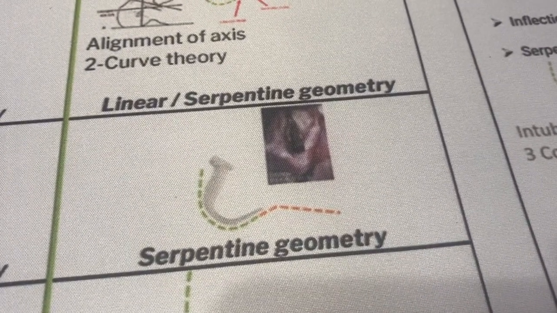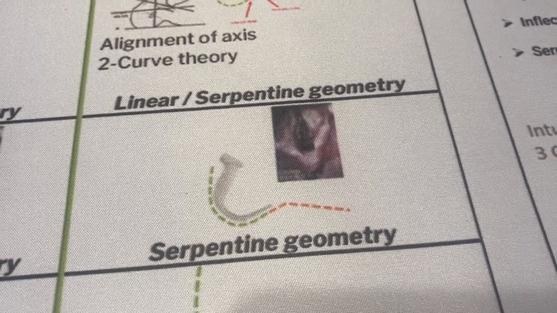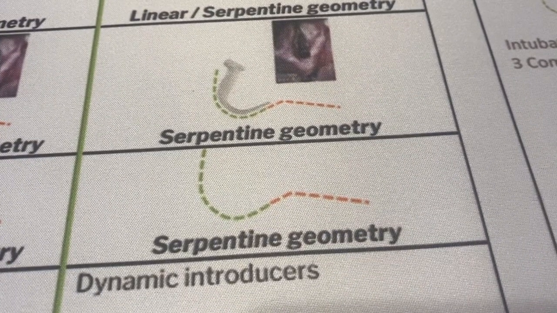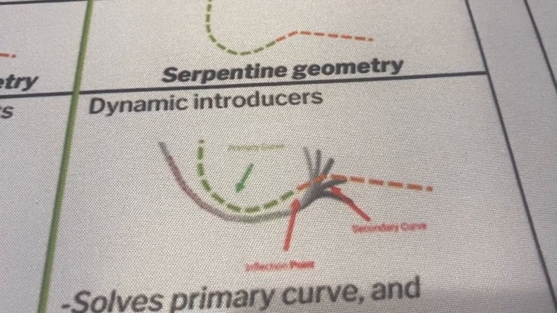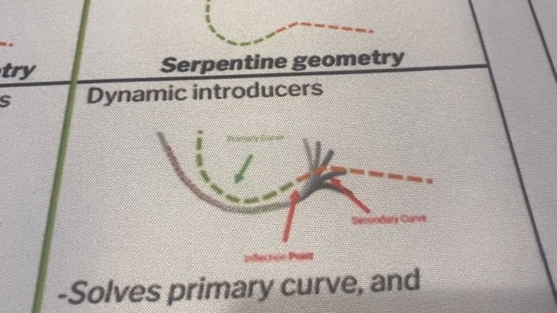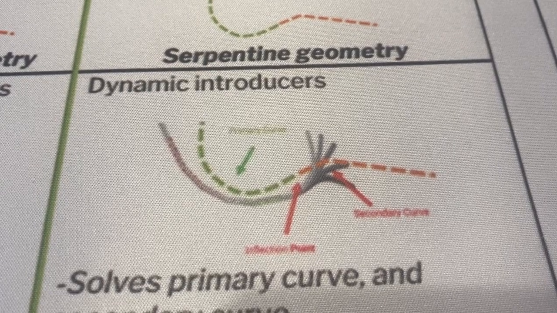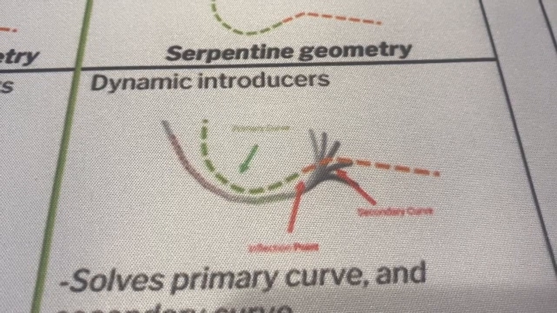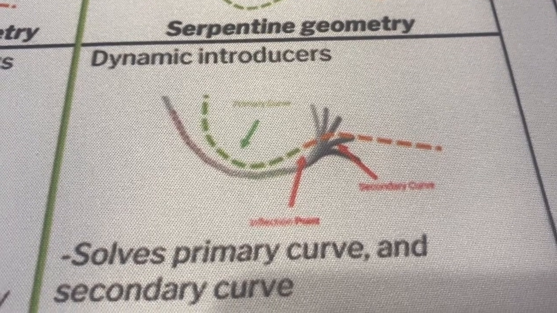Now again, we're looking around the corner with the video laryngoscope. That gives us superior visualization. It's very easy to see the entrance of the trachea or the vocal cords. That gives us serpentine geometry with a dynamic introducer such as a fiber optic bronchoscope or an RSI dynamic introducer. We can solve the primary curve, and then when we hit that inflection point and that secondary curve, we can flex the tip posteriorly, solving both of those geometry problems and smoothly enter the trachea.